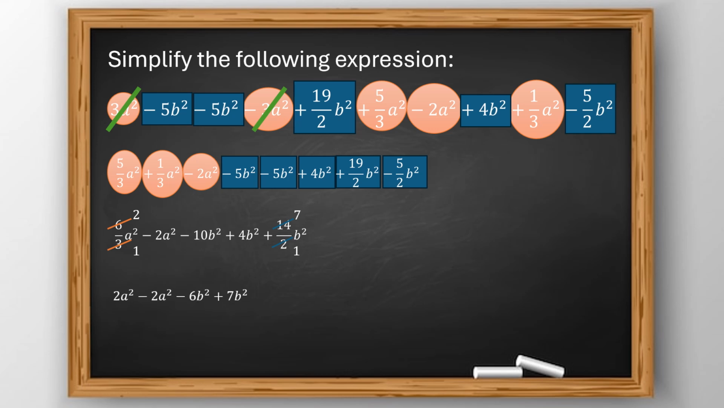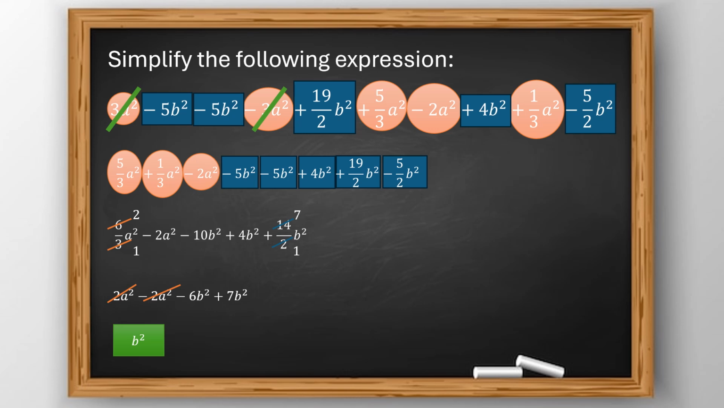Now we can rewrite everything. We see that we have got another pair of opposite monomials, and so we can get rid of them, because 2a squared and negative 2a squared, of course, are opposite, so their algebraic sum is equal to 0. So now we have our final answer, negative 6b squared plus 7b squared, which equals b squared.